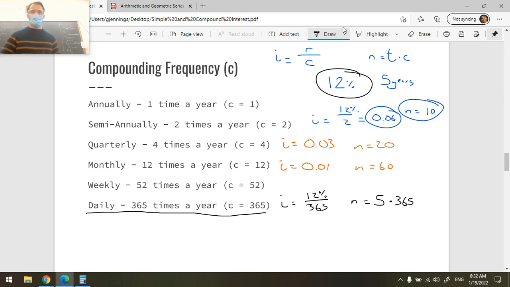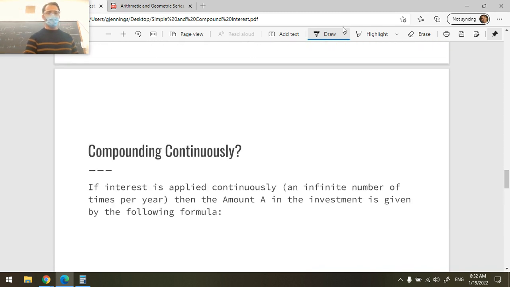What is N? N is the number of compounding periods. And so we get N by taking the amount of time in years and multiplying it by the number of times we compound per year. And I is the amount of interest earned per compounding period. Whenever we hear that word per, we know division is involved, and this is how you find I. So let's take a look at some examples.